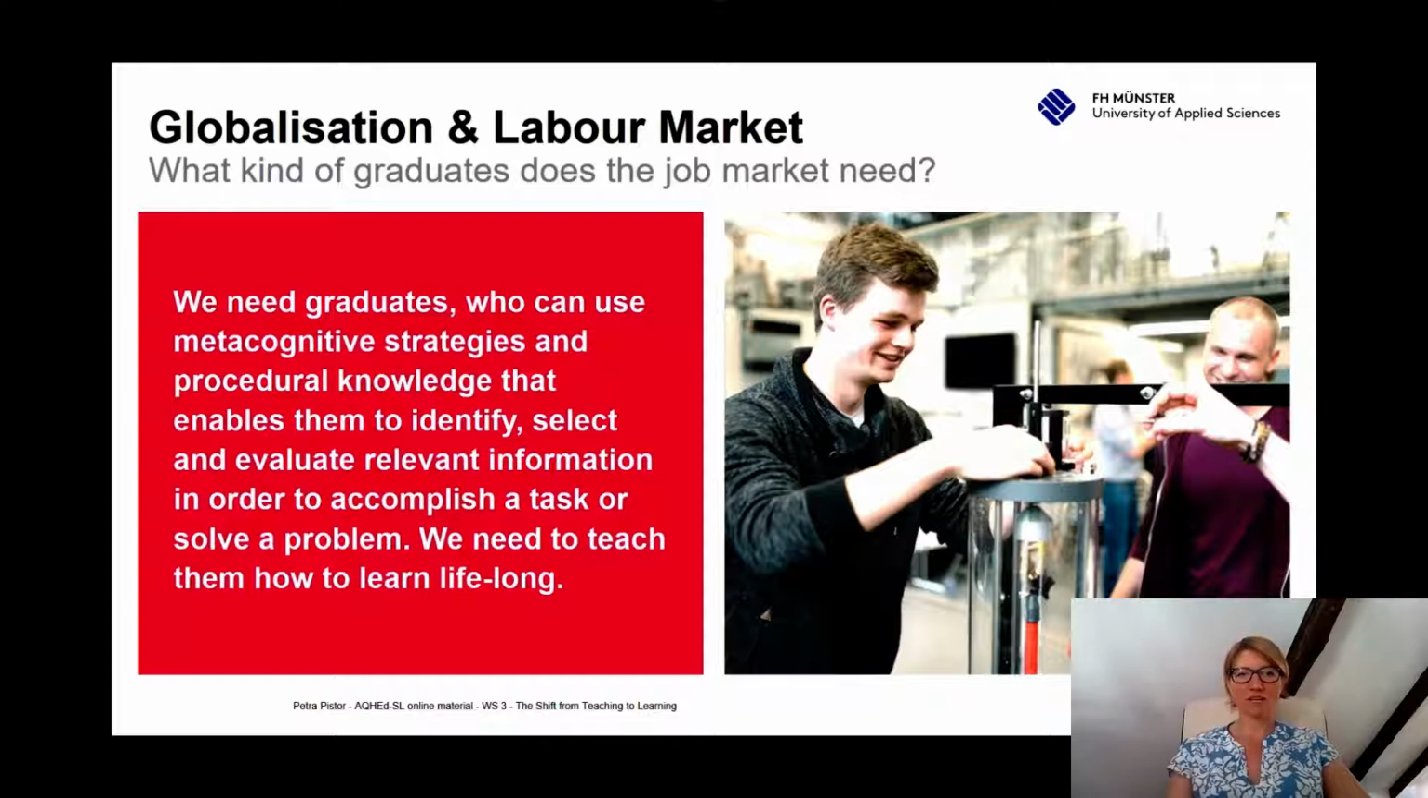In a nutshell, the labor markets in our knowledge-based societies need graduates who can use metacognitive strategies and procedural knowledge that enables them to identify, to select, and to evaluate relevant information in order to accomplish a task or to solve a problem. We need to teach them how to learn lifelong.